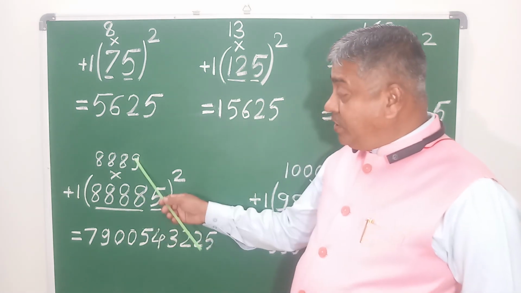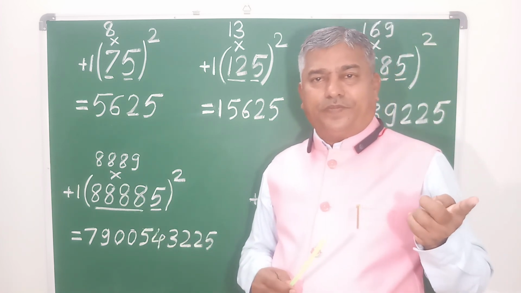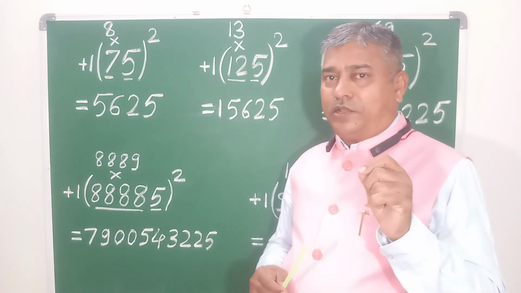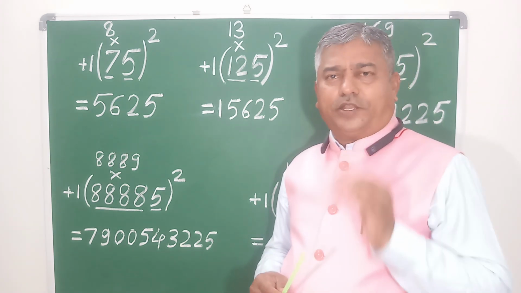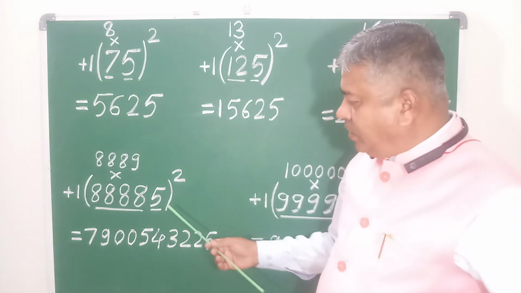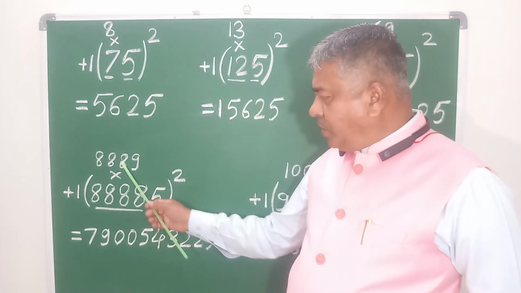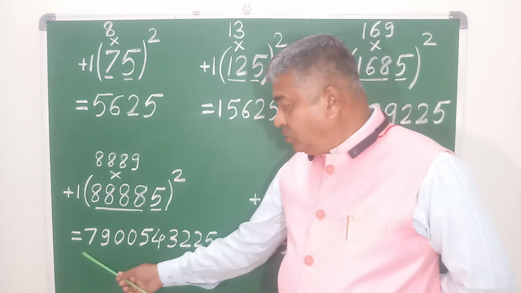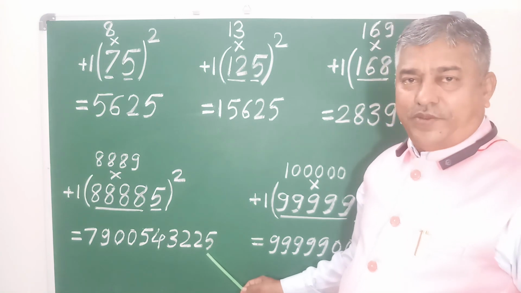How can it be done? For this I am giving another video. In that video you will get how to do the product easily. You will get that whole procedure there. Okay, come here. By doing this product, we are getting this bigger number except this 25.